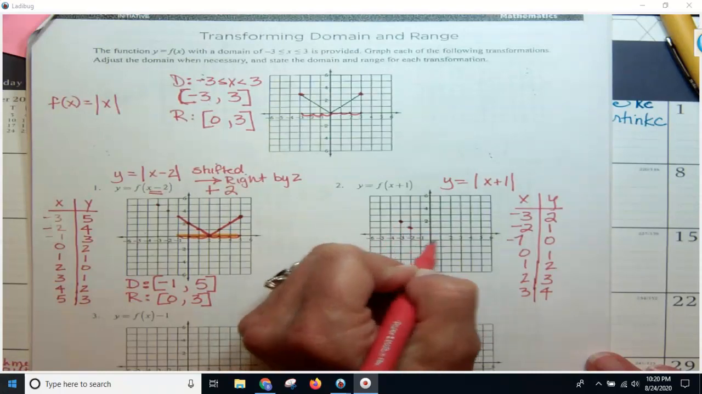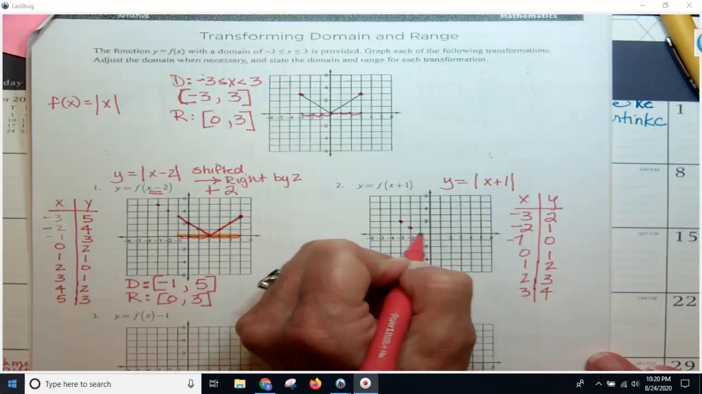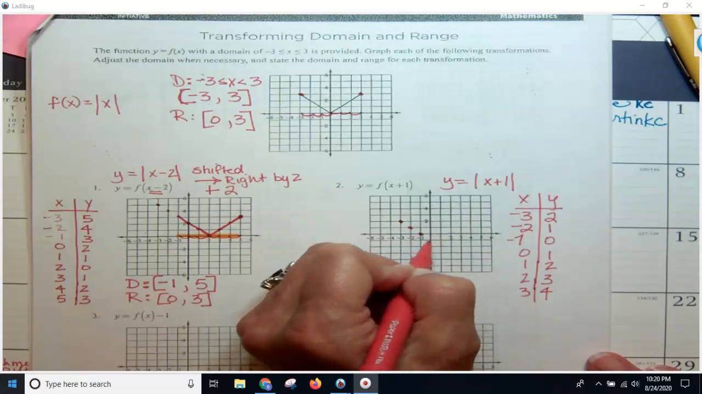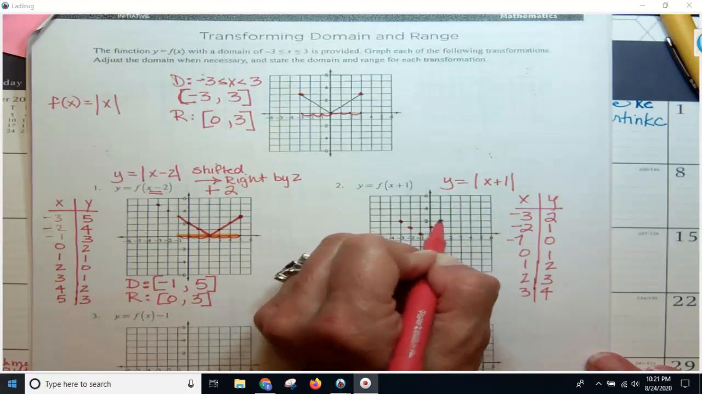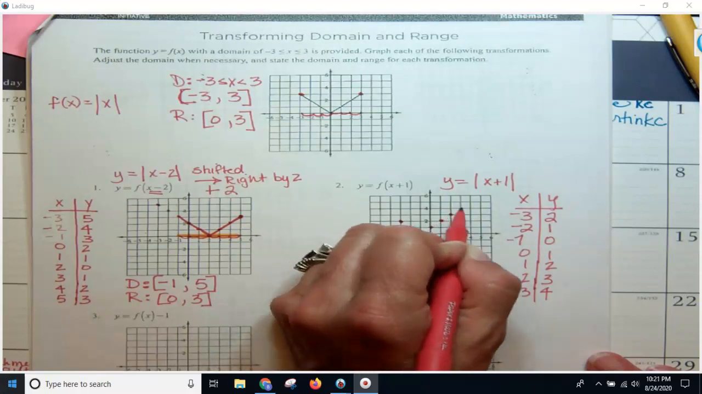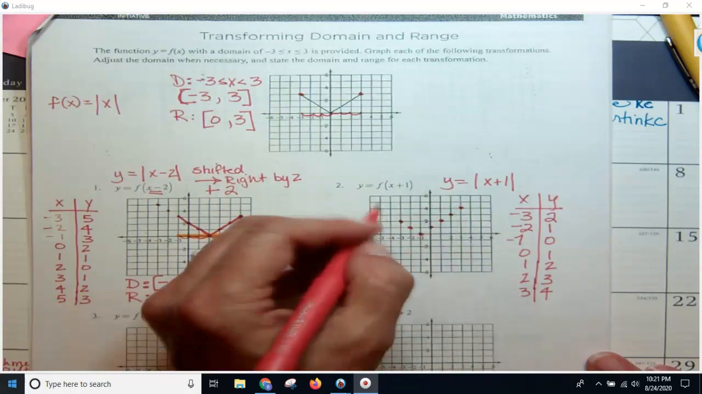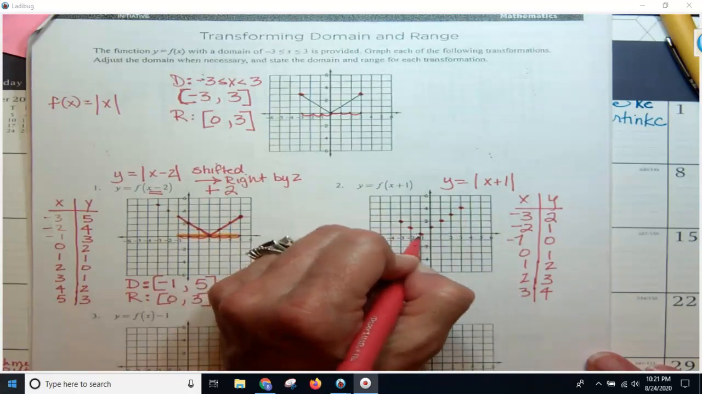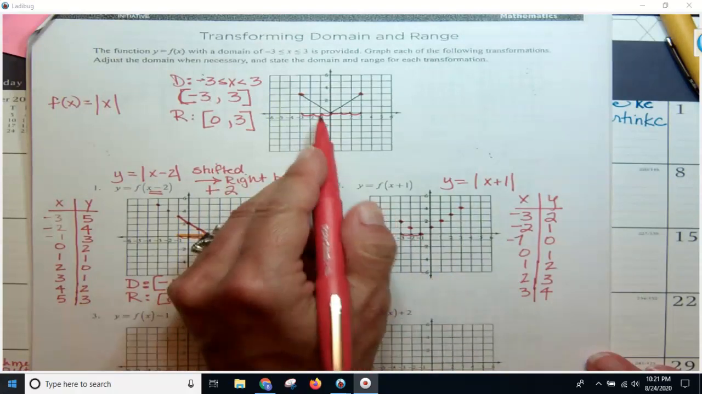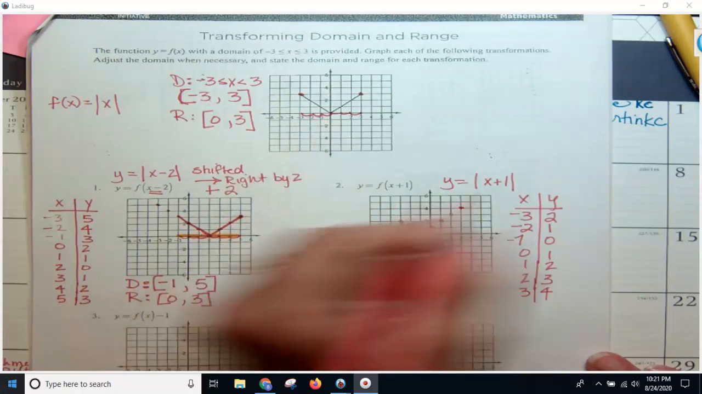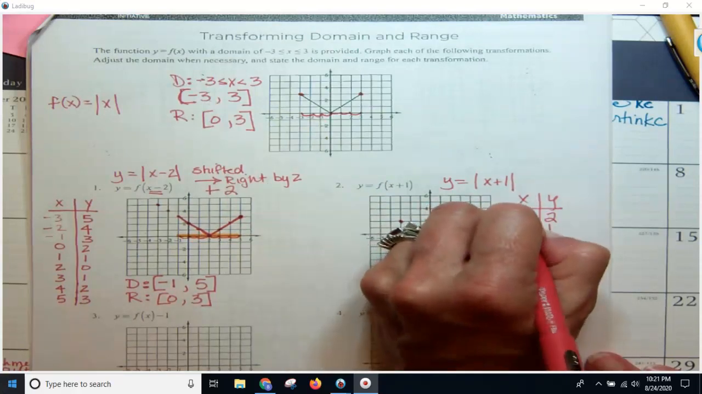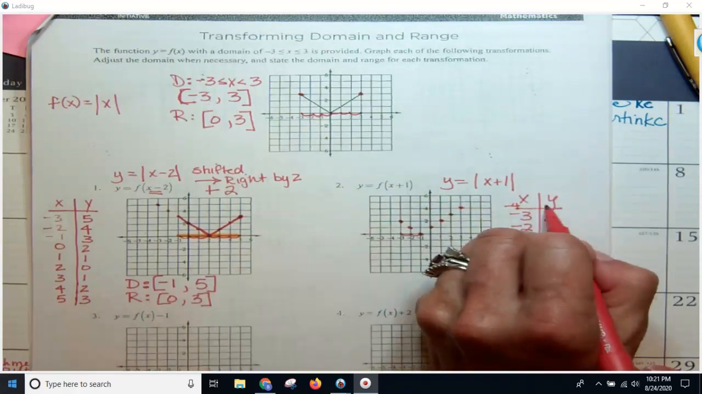-2, 1. -1, 0. 0, 1. 2, 3, and 4. Now, I've noticed that this only goes 1, 2. This goes 3 to the left, so I need another value here. So I need to figure out what is x when it is -4. Well, that would be 3.